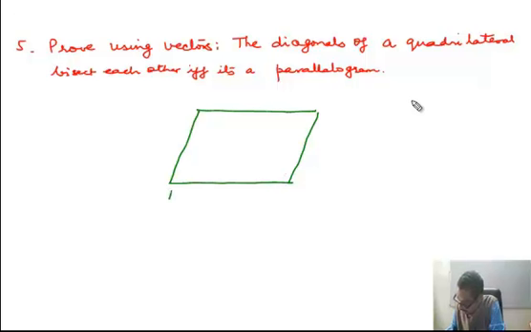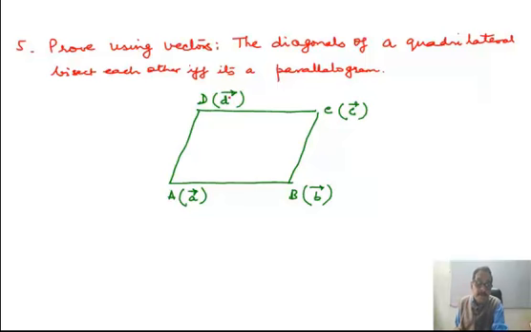This is our quadrilateral ABCD, and we take the position vector of point A as vector A, position vector of point B as vector B, position vector of point C as vector C, and position vector of point D as vector D. We have taken a quadrilateral. I have made it as a parallelogram, but right now I am saying it a quadrilateral. ABCD is a quadrilateral. Now I make the diagonals of it.